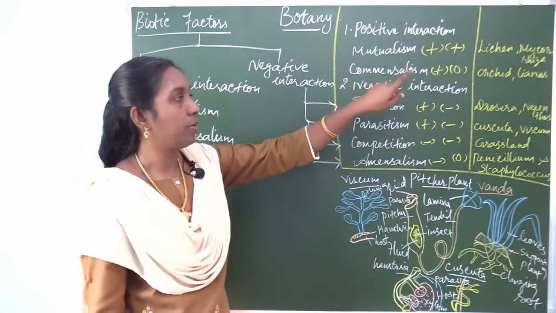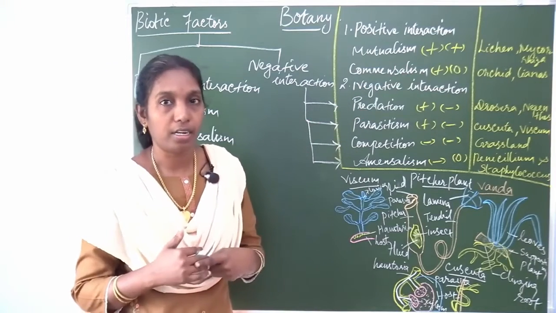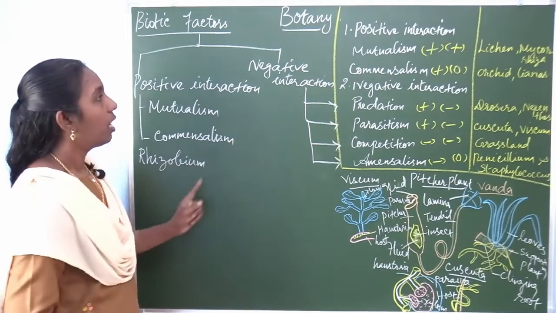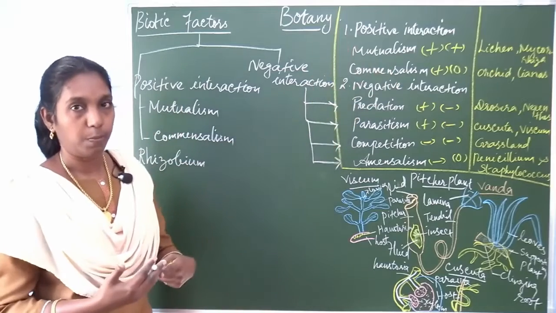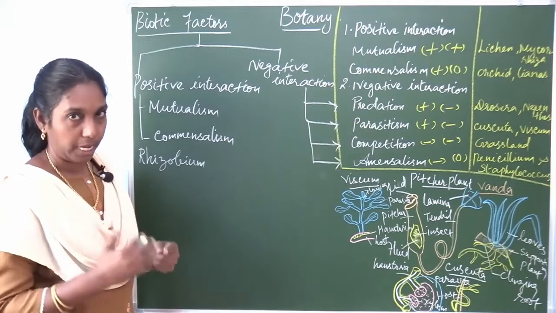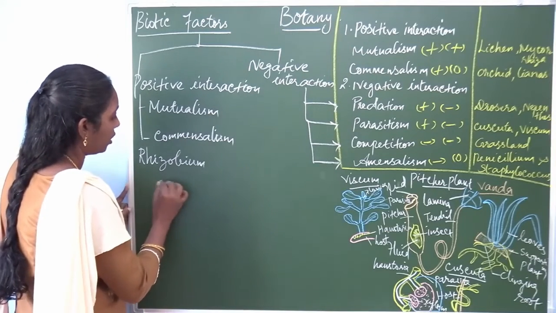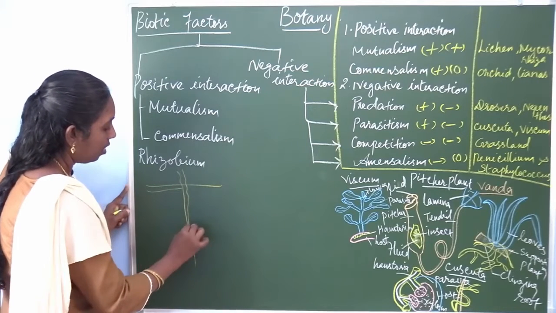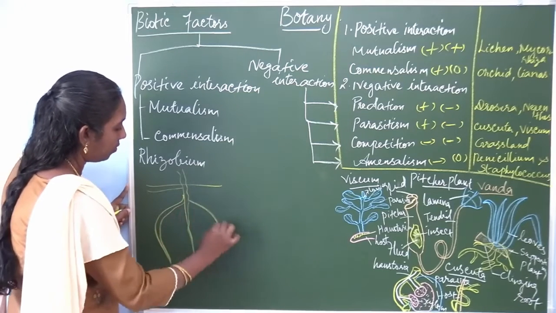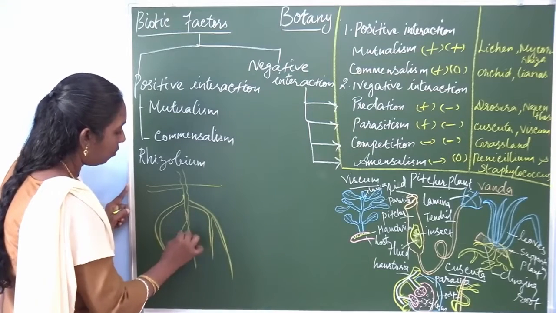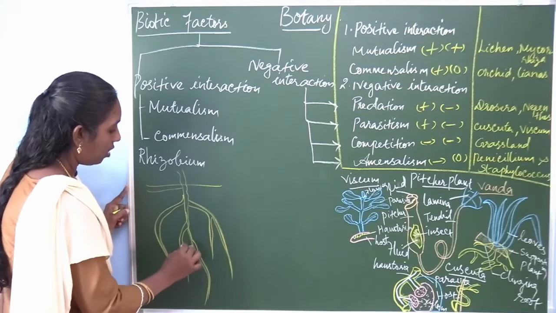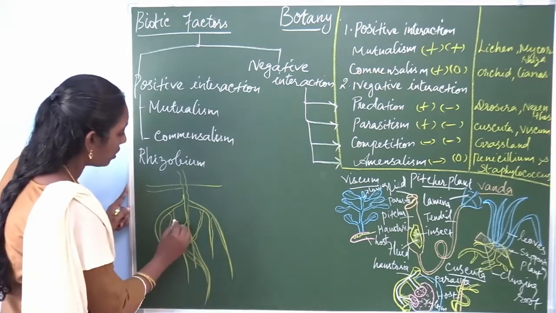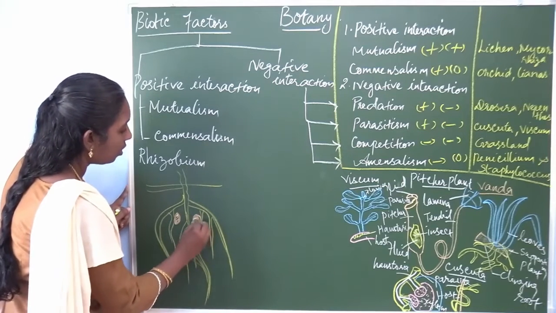So what are the examples? There are some examples of symbiotic relationship. You know the bacteria rhizobium is one example, a mutual relationship in leguminous plants. Rhizobium is the bacteria which lives in the root nodules of leguminous plants. If you take the roots of legumes, the leguminous plants, they produce nodules. These are nodules.